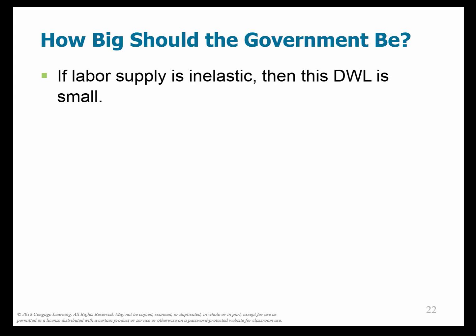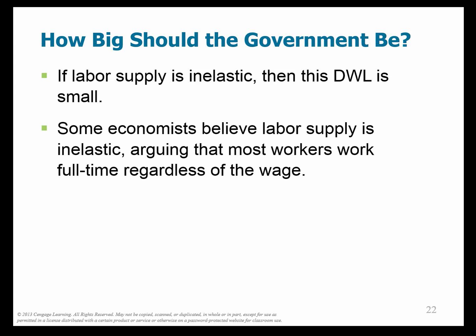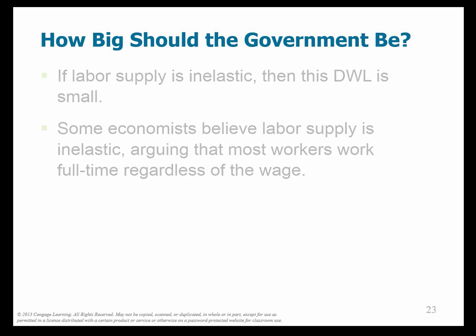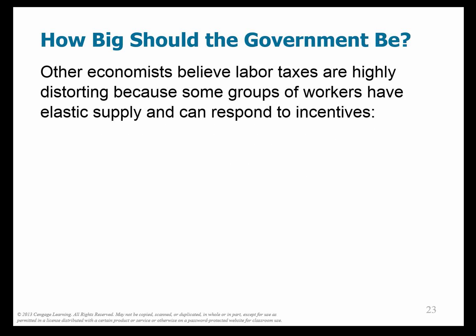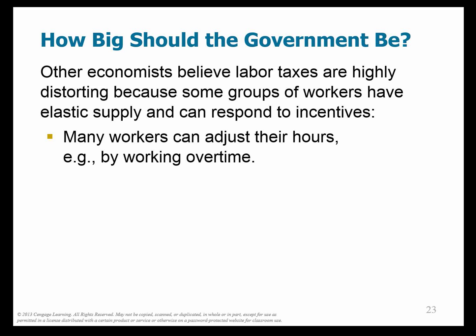If labor supply is inelastic, that means the supply of labor, the deadweight loss is small, obviously. We know that inelastic means small deadweight loss. Large elasticity means large deadweight loss. All right? So many people, some economists, believe labor supply is inelastic, meaning that most people work full time no matter what the wage is. Okay? Other economists, however, believe that the supply is elastic and therefore labor taxes create a high deadweight loss. That's what this means right here. Highly distorting means it creates a large deadweight loss.